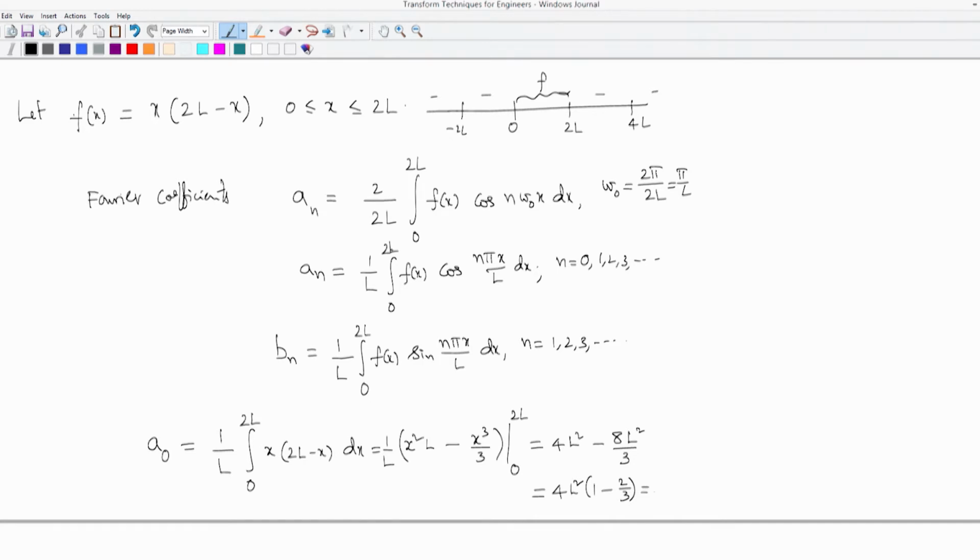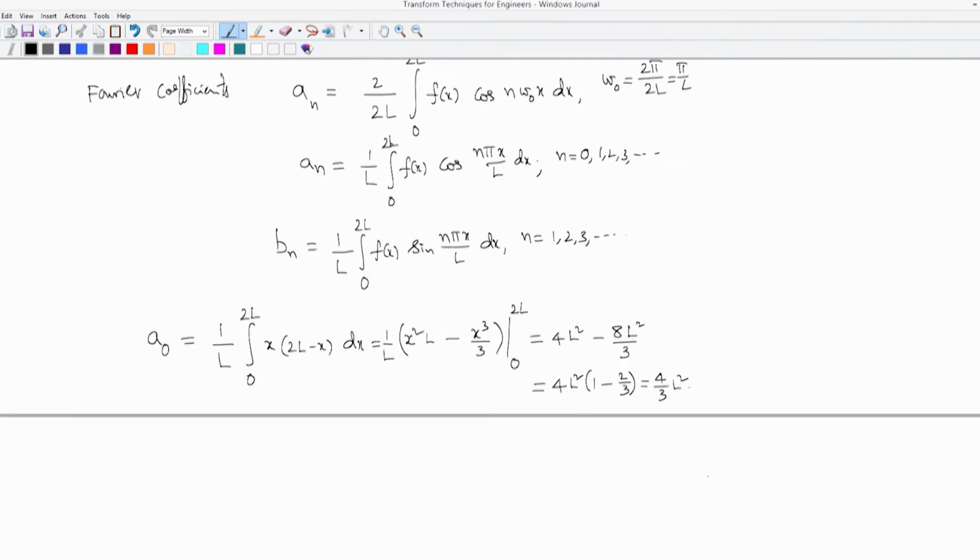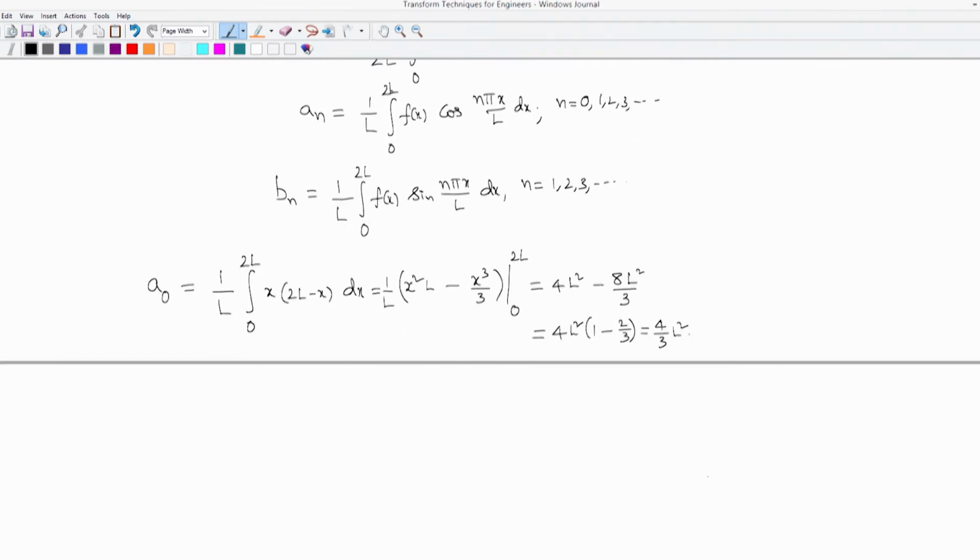This is equal to 4 by 3 L square. So, A naught we found as this. Now, we can calculate any A n, n running from 1 onwards.